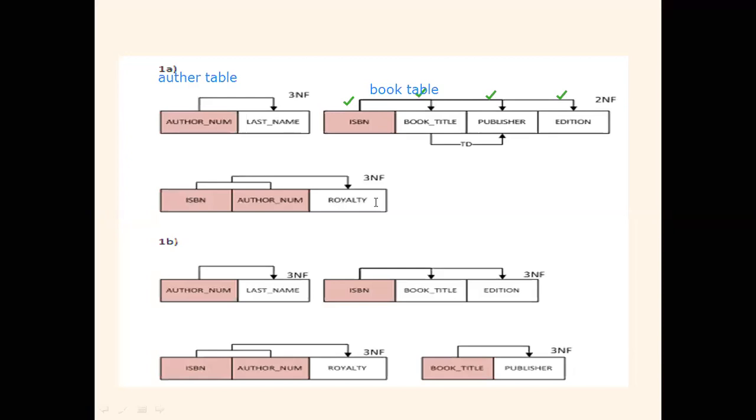Because royalty depends on the author, how much royalty the author got, but the author is identified with the help of the ISBN number. So here what do we have? The combination of these and this with the help of key attributes. So we can derive one more attribute, the royalty. This is how we can have the table number of a book.